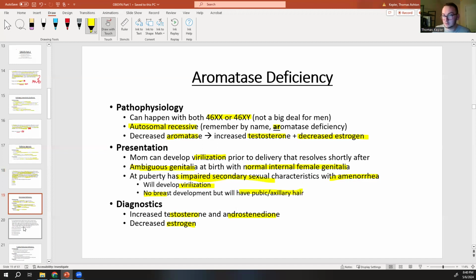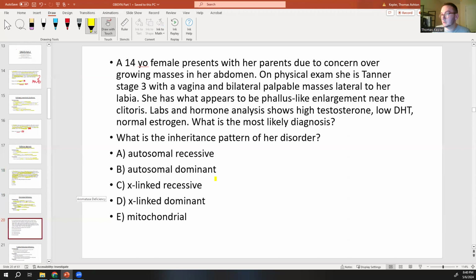All right, so moving on, go ahead and read through this one. So again, RASI most likely diagnosis, 14-year-old female, concerns over growing masses in her abdomen. I had to change it up a little bit on this one. She's Tanner stage 3 with a vagina, and she has bilateral masses lateral to her labia. She has what appears to be a phallus enlargement near the clitoris, or megaly, and then you do a hormone analysis, and it shows high testosterone, low DHT, normal estrogen. And so what is the diagnosis here?